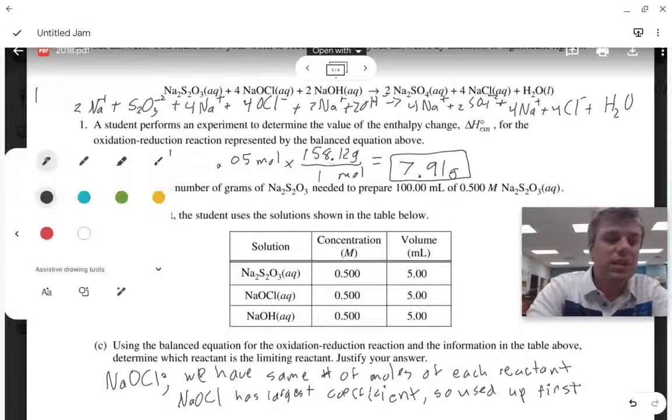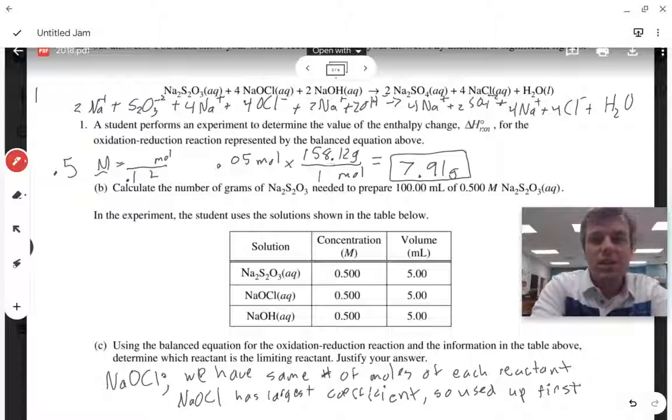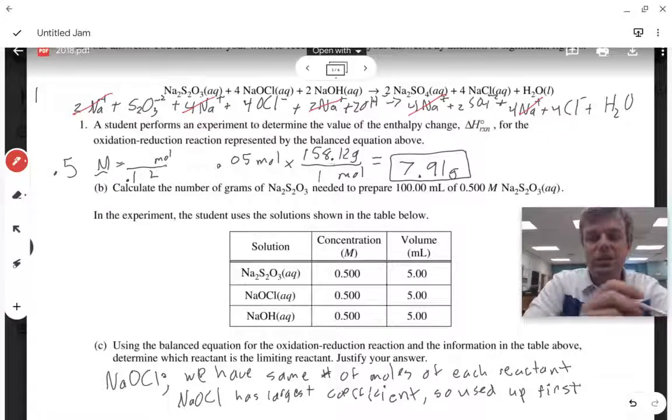And then our spectator ions, we've got 2 plus 4 plus 2, that's 8 sodiums, so we can cross those out on each side. And then that's pretty much it for what we can cross out. So it's going to be an S2O3 -2 plus 4 OCl minuses plus 2 hydroxides makes 2 sulfates plus 4 chlorides plus a water. So that would be your net ionic equation.